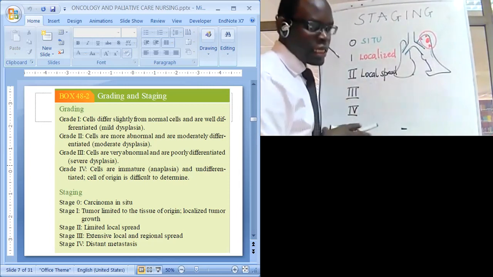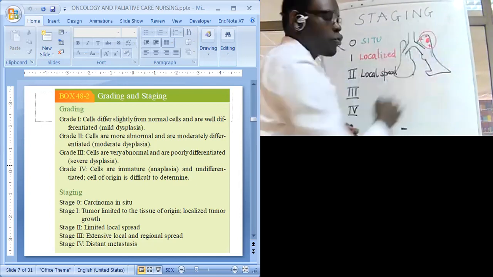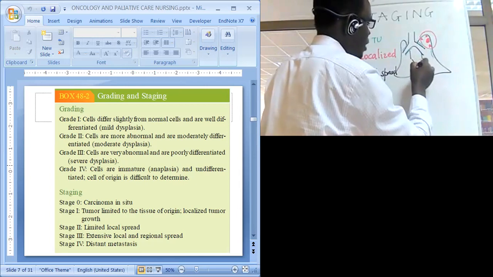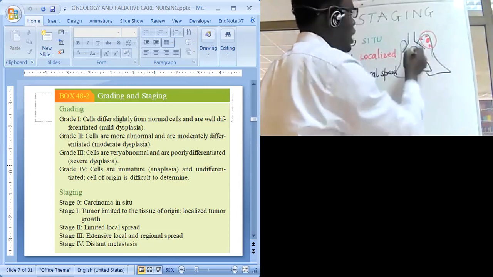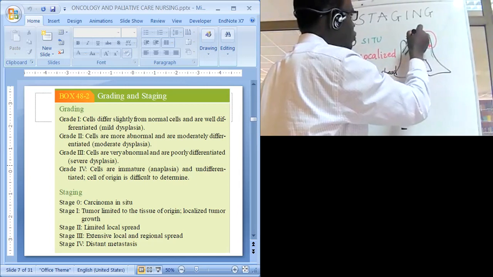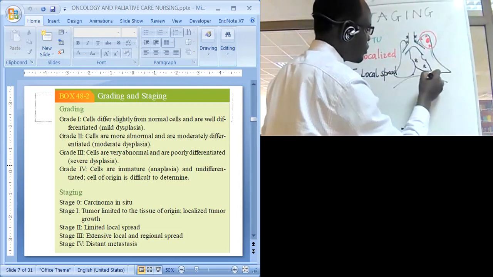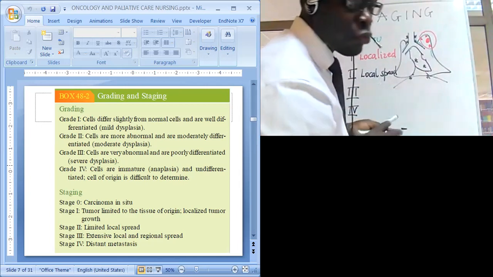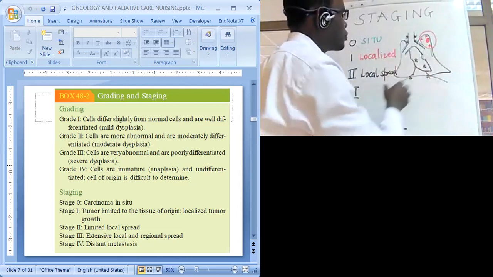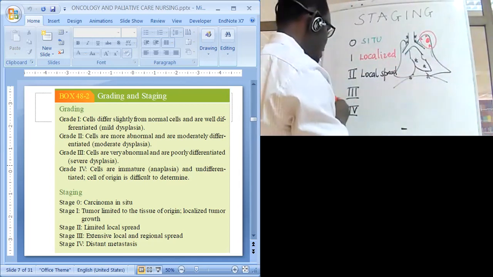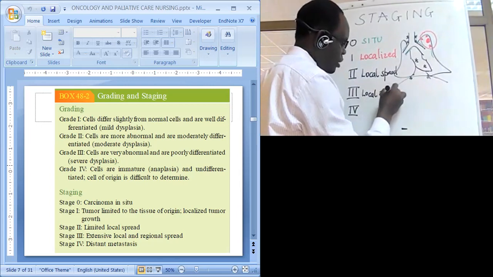In stage 3, it has spread locally, but it has also moved to other regional places around. Like if this is our heart, it might have spread to the heart, and to the regional lymph nodes, probably around there, and maybe around here to the diaphragm. That is called regional spread. In other words, it spreads to the region where it developed. So with stage 3 we are saying local and regional spread, extensive local and regional spread.